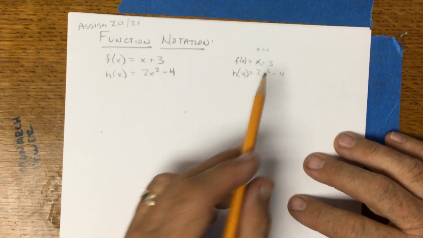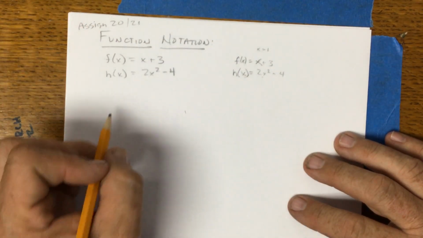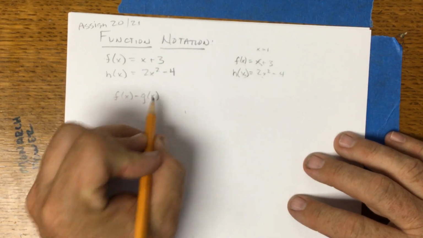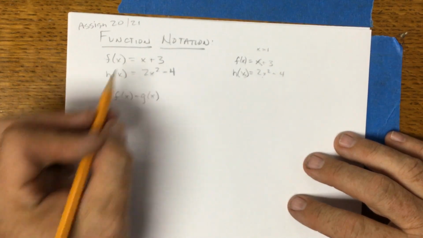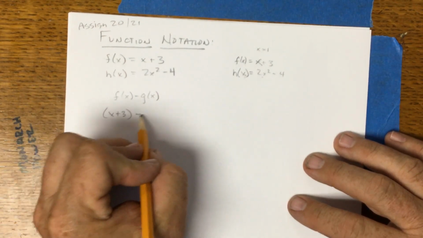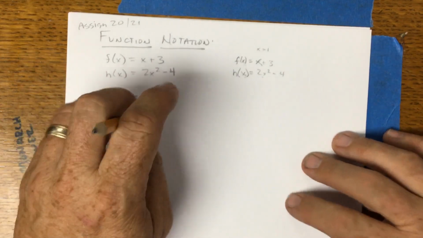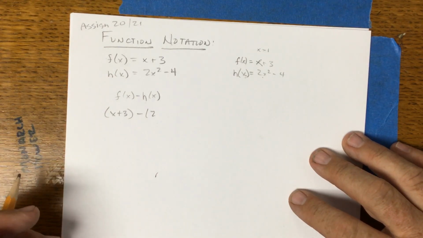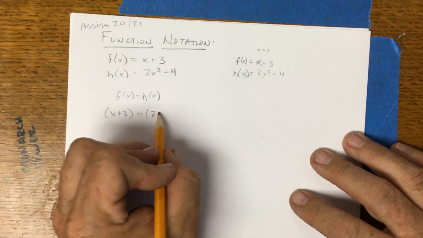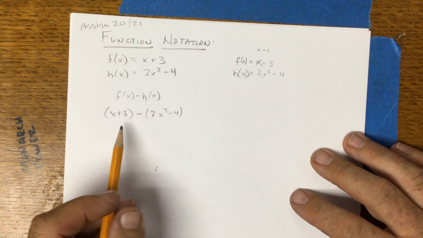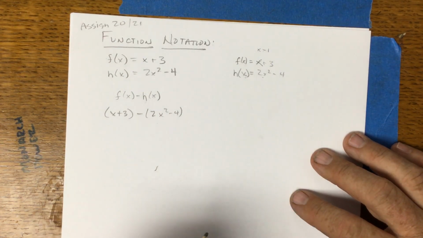So at this point, we can do any operation we want with them. So if we say f of x minus g of x, well, that tells us to take f of x, x plus 3, and subtract, not g of x, I used h of x, didn't I? That tells us to subtract h of x, which is 2x squared minus 4. That right there tells us what we need to do.